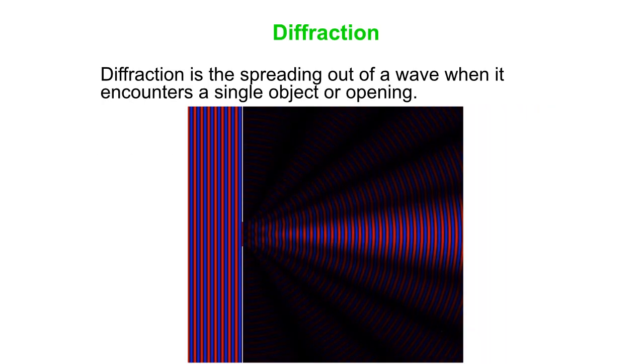Okay, so again, diffraction, what is it? It's the spreading out of a wave when it encounters a single object or opening. And to really get an appreciable spread, you have to have the size of the object or the opening that the wave is interacting with comparable in size to the wavelength of the waves themselves.